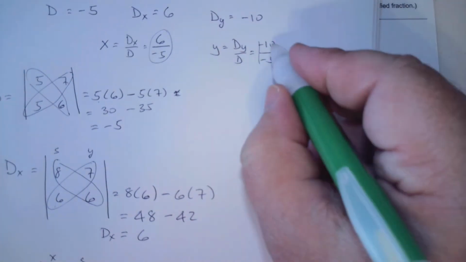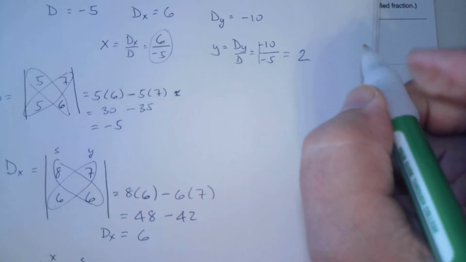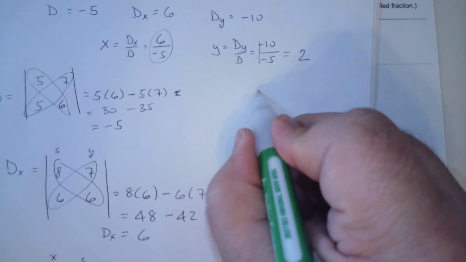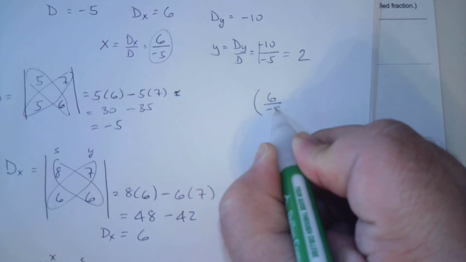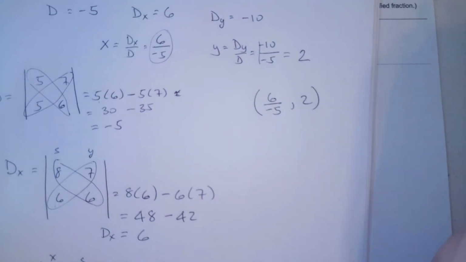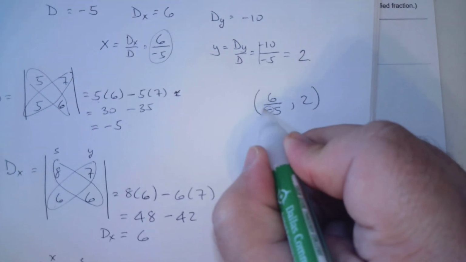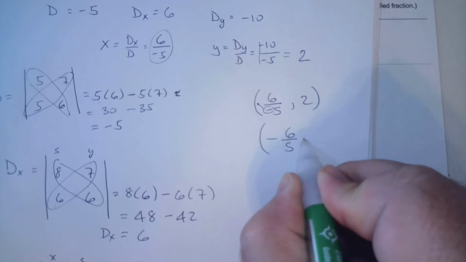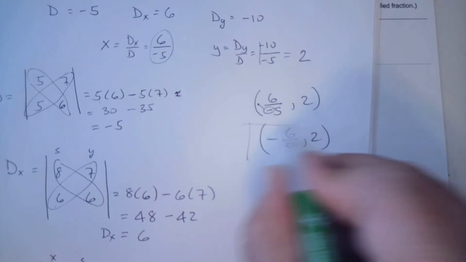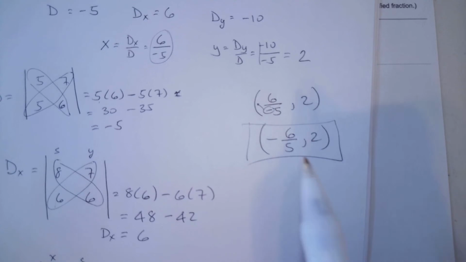Negatives cancel. 10 divided by 5 is 2. So my solution is 6 over negative 5, comma 2. It's easier to put the negative out in front, so it's negative 6 over 5, 2. That's your solution. You never want to have negatives on the bottom.